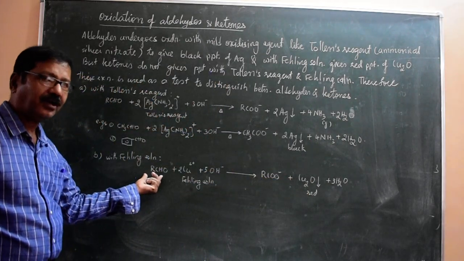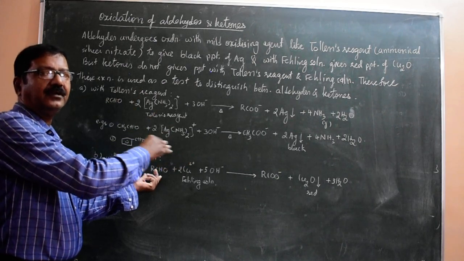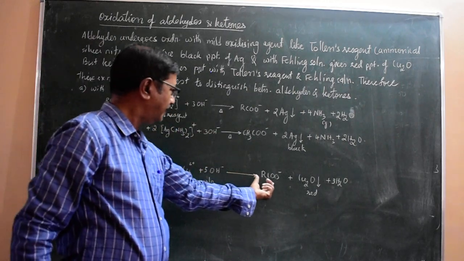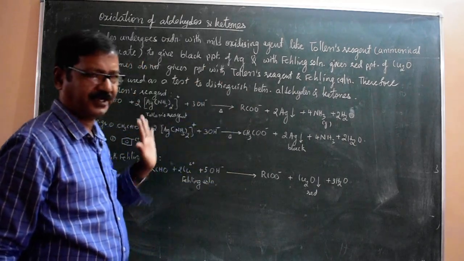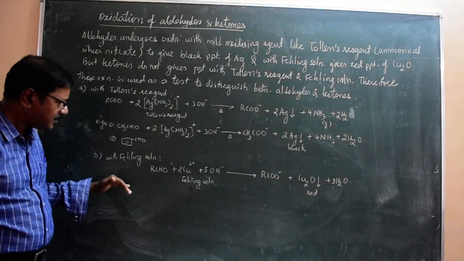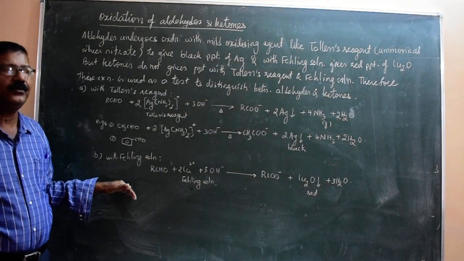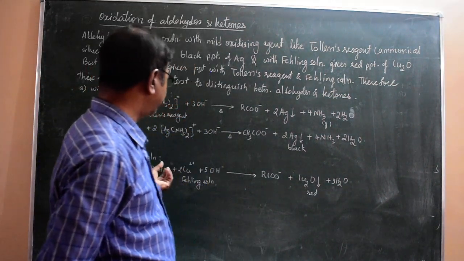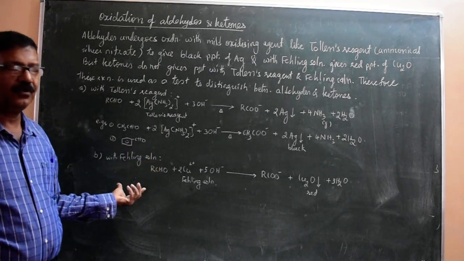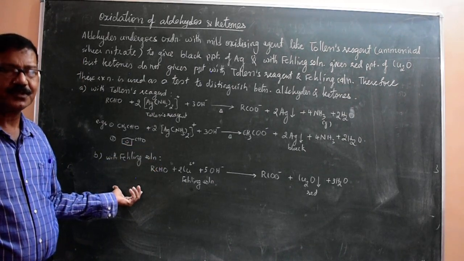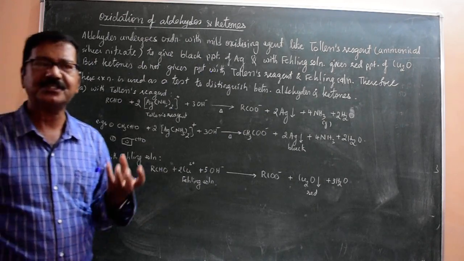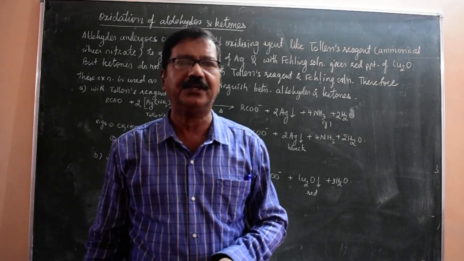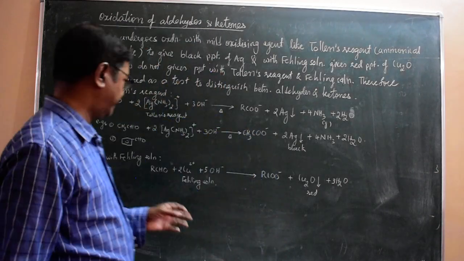What about the aldehyde? It undergoes oxidation. Aldehyde on oxidation gives carboxylic acid or carboxylate ion. Here also you are getting carboxylate ion. Well, in this case, benzaldehyde does not react with Fehling's solution or does not give the red precipitate, because we know Fehling's solution is alkaline in nature, and in alkaline solution benzaldehyde undergoes Cannizzaro reaction.